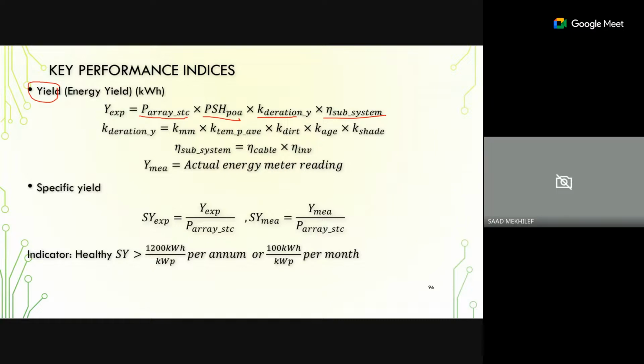So if I have 200 watt panels, 200 watt as STC, 200 watt times how many sun hours a day? Maybe 6. So 200 times 6. Okay. Times the derating factors, which is due to the mismatch, due to the temperature, due to the dirt, due to the age, due to the shade. Okay. Times the efficiency of the subsystem. Subsystem means here we are referring to the efficiency of the cables and the efficiency of the inverter.